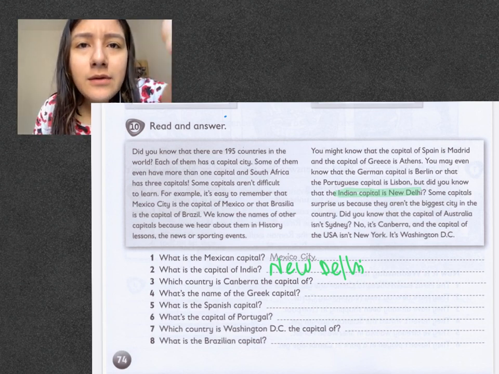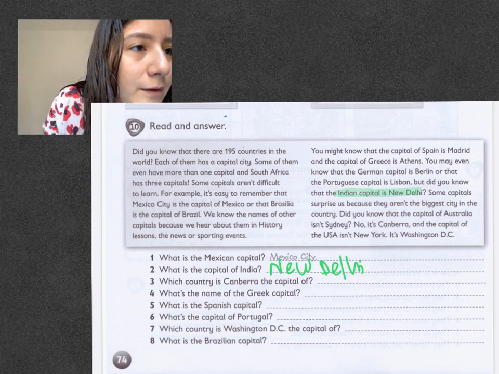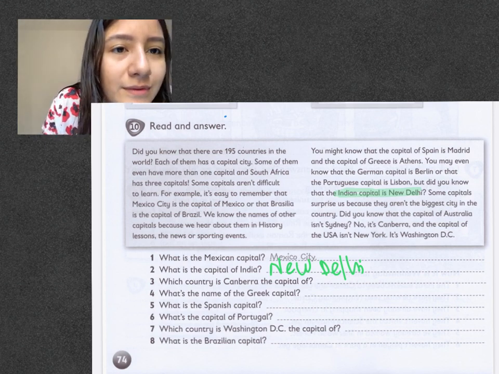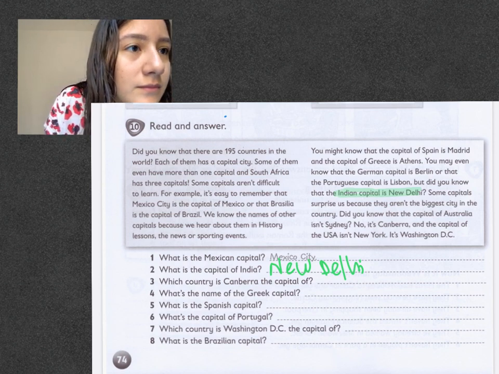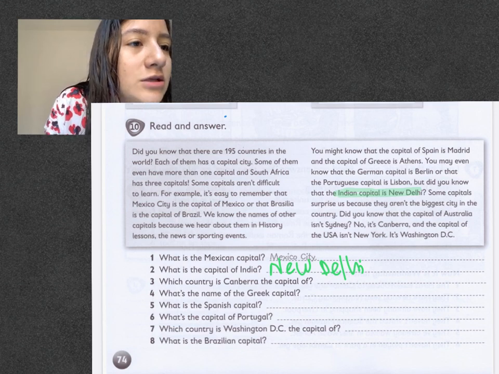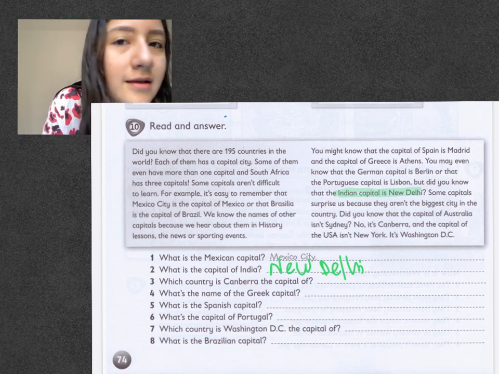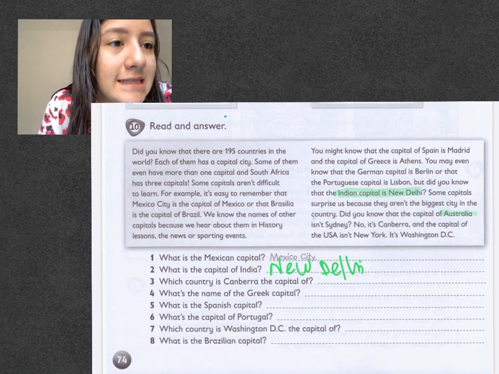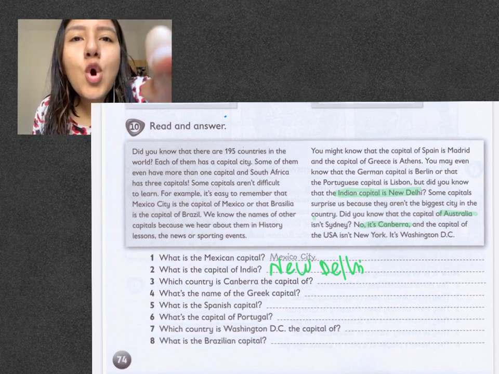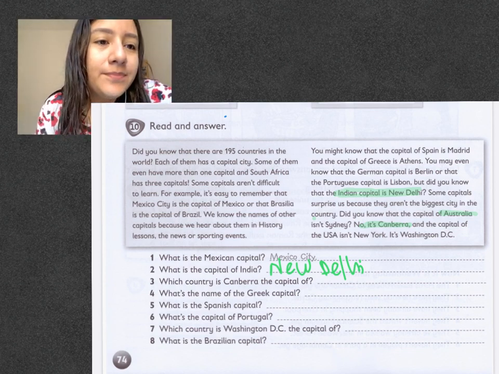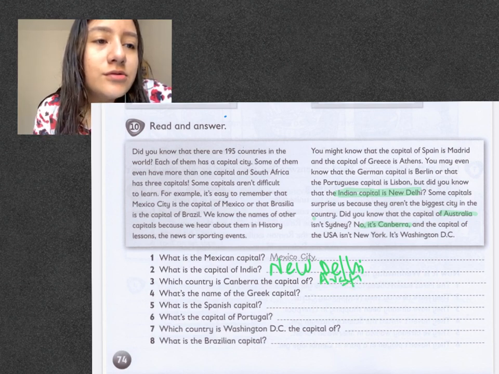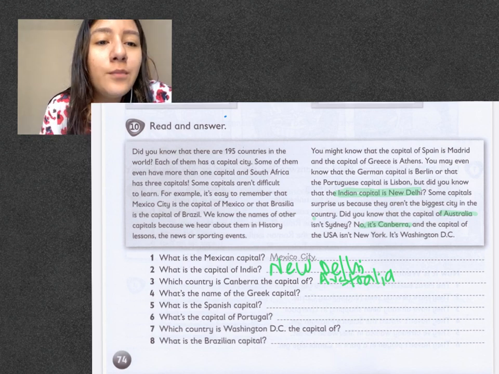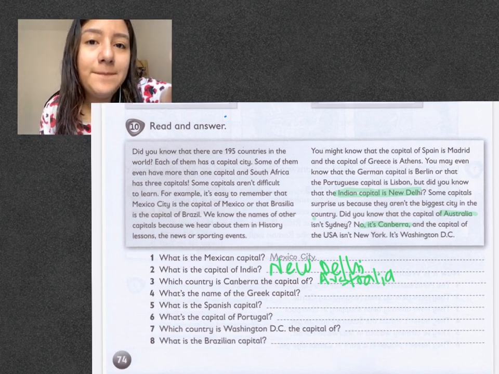So let's find out. Let me highlight it. Canberra. Where was it? Okay, here. Did you know that the capital of Australia isn't Sydney? It's Canberra. So, which country is Canberra the capital of? Australia.